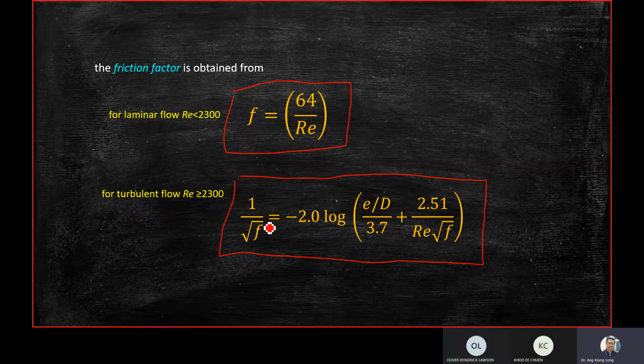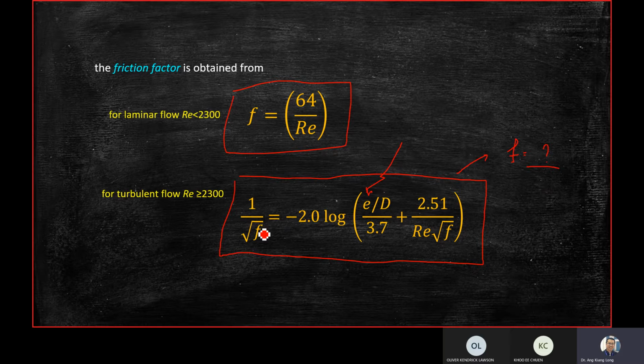So this is 1 over square root of F equal to minus 2.0 log of the roughness, the circular roughness from the table just now, divided by D divided by 3.7, plus 2.51 divided by Reynolds number times square root of f. So if you need to use this formula, you need to calculate the numbers first, and then you rearrange the equation in terms of f equal to what?